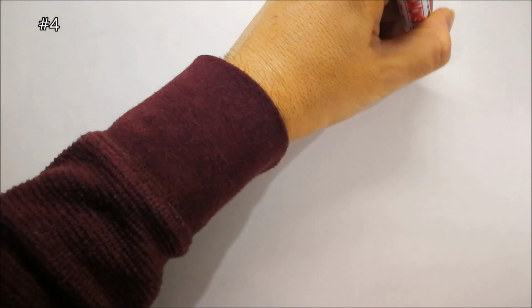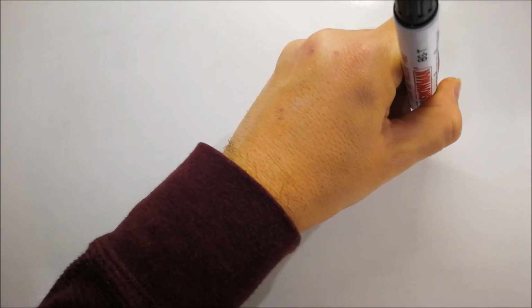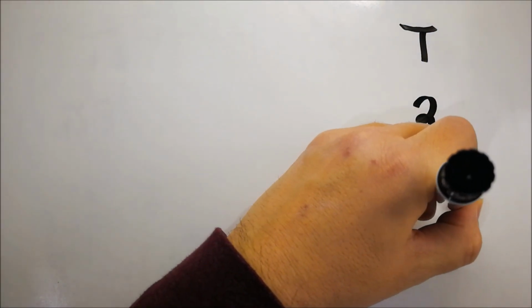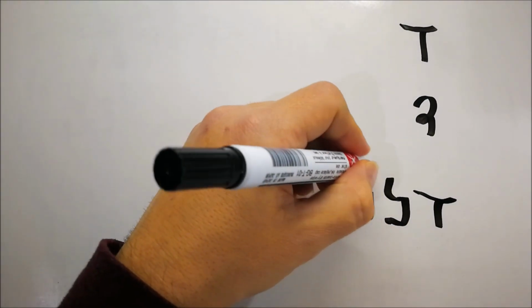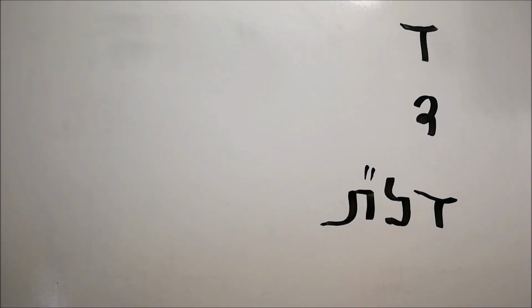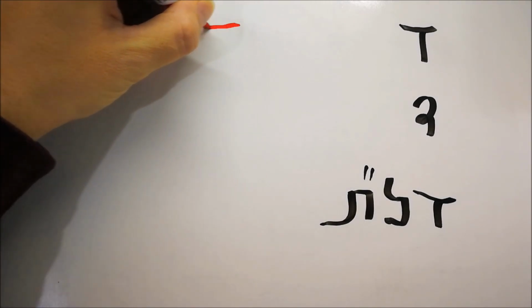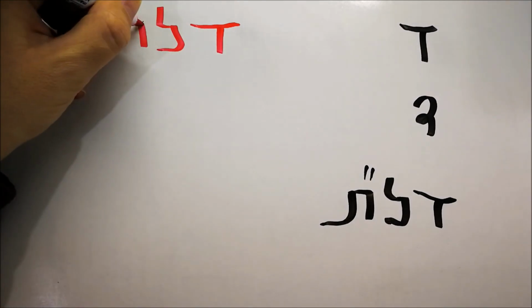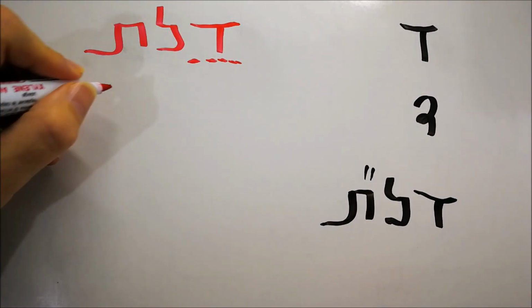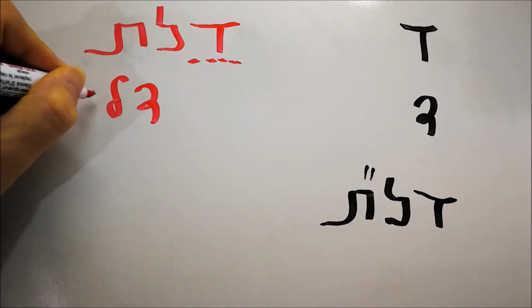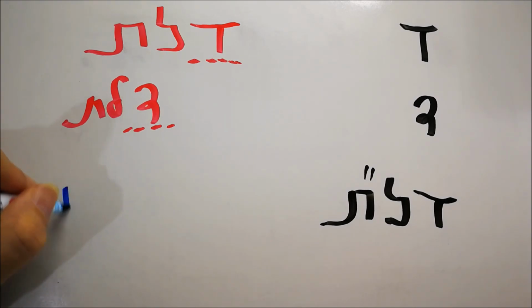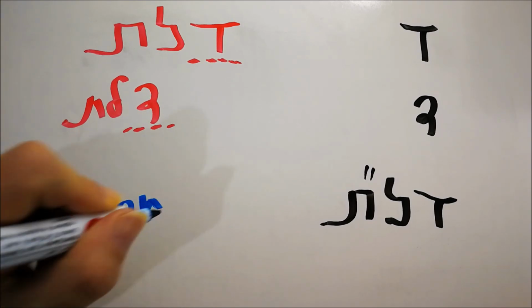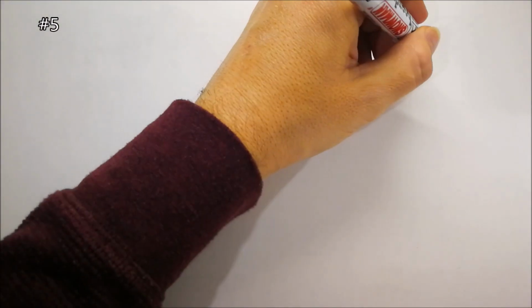The next letter is Dalet. This is how you write Dalet and spell its name. A word example for the letter Dalet is Dalet. Again, notice how the word Dalet is similar to the spelling of the letter Dalet. This is how you write Dalet, both in print and in handwriting. Dalet means door in English.